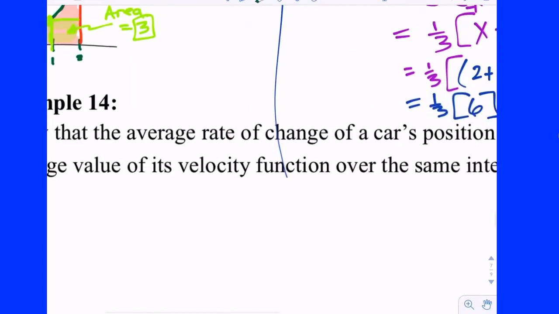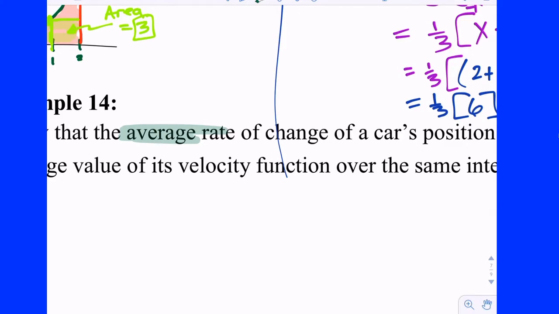The word average now is going to show up quite a bit, and we need to make sure that when it says average, we know exactly what to do. Because there's average rate of change, and now there's average value. So just to go over it again, if you're looking for the average rate of change of a function, how do you do that? Average rate of change is? It's the difference quotient. Good.